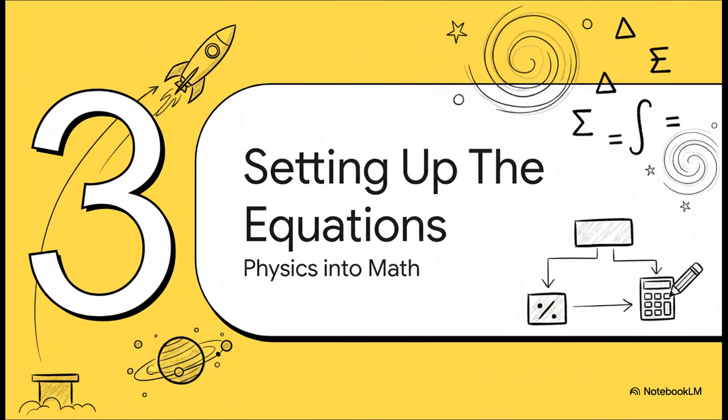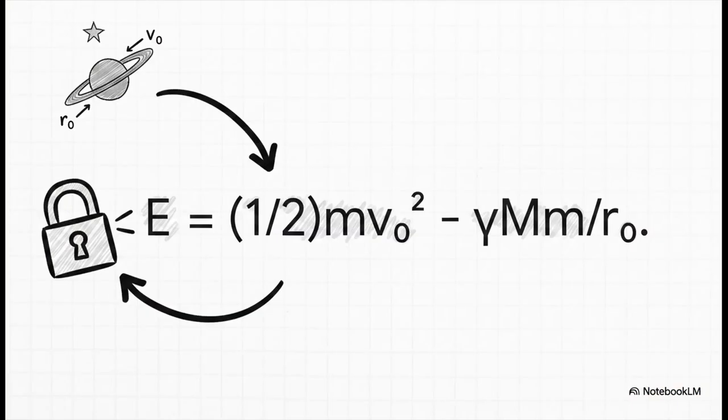Okay, so we have our two golden rules. Energy is constant, angular momentum is constant. Now it's time to actually use them. We're going to translate these big physics ideas into some concrete math using the numbers the problem gave us. So let's start with energy. We need to calculate the value of the total energy, E, and we can do that using our initial snapshot. We just plug in our starting values.